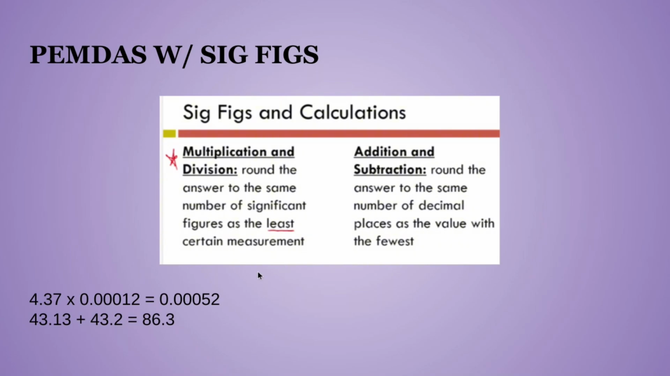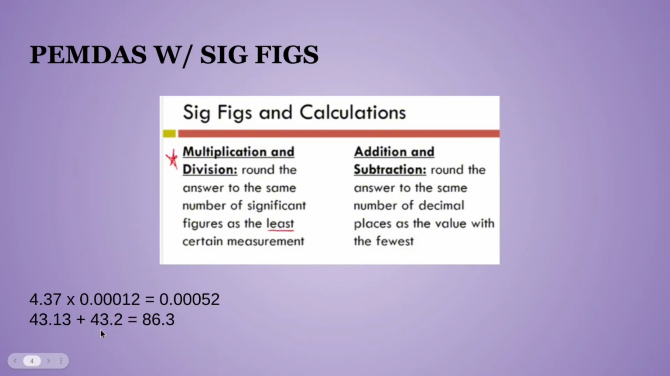Say I have over here 43.13 plus 43.2. Pause the video and ask yourself which number has the least amount of decimal places. It will be 43.2, because it only has 1 as opposed to 43.13, which has 2.